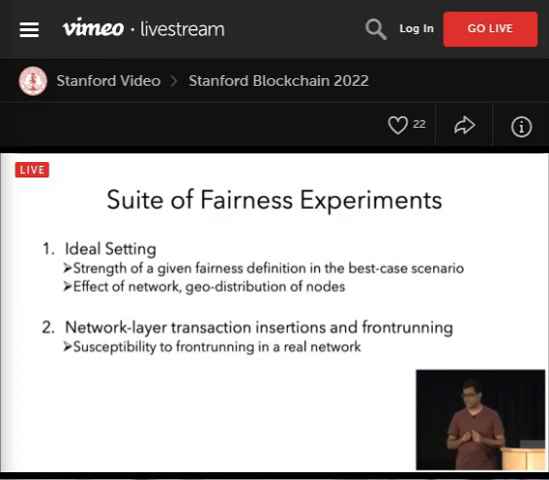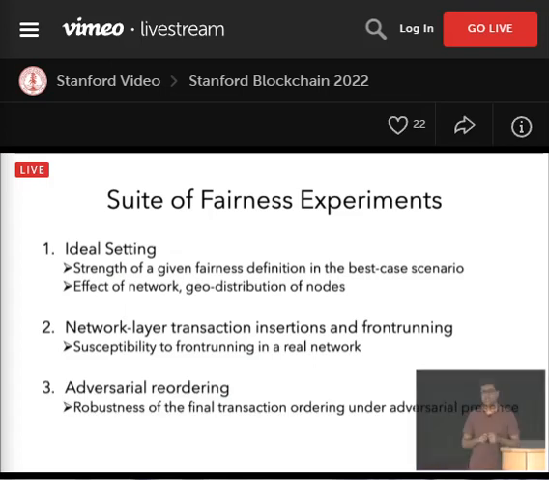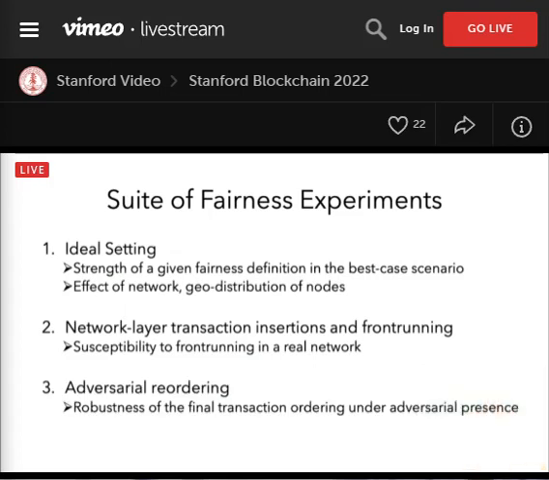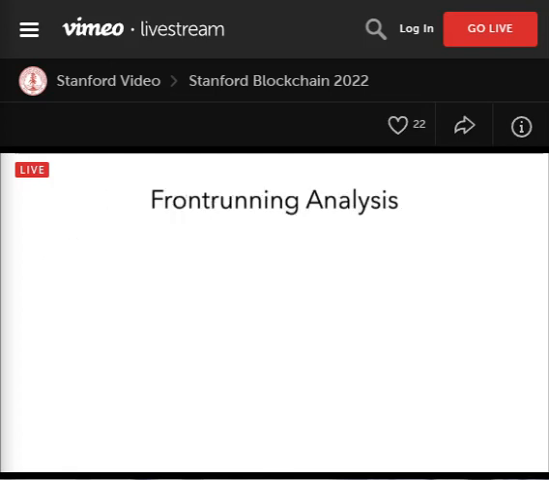The second thing we looked at was network layer transaction insertions and front running, so more adversarial behavior now. Basically, we looked at a real network and tried to understand susceptibility to front running attacks. And the third thing we looked at was adversarial reordering attacks. In particular, how robust is the final transaction ordering guaranteed by the protocol to adversarial nodes? I'll talk a little bit more about the second and third one in the next few slides.